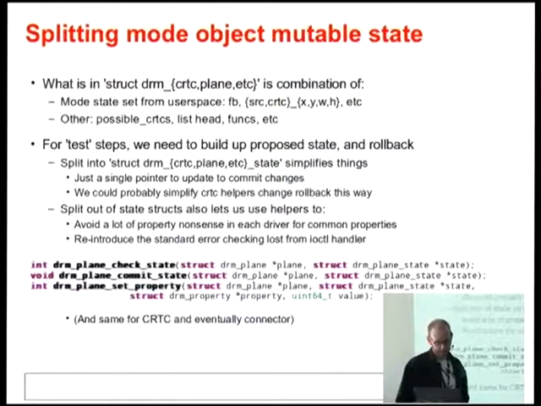So in this case, struct DRM plane state and struct DRM CRTC state. And with that, I was able to add some helpers, if you can see down here at the bottom, to check the state or commit the state or set properties. So each individual driver is not having to have lots of code dealing with common properties, let's say.